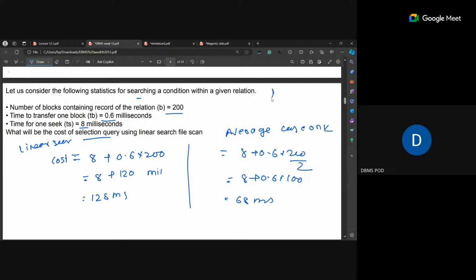So the answer for this question: I am taking that it is a selection query on the key attribute, so what will be the answer?